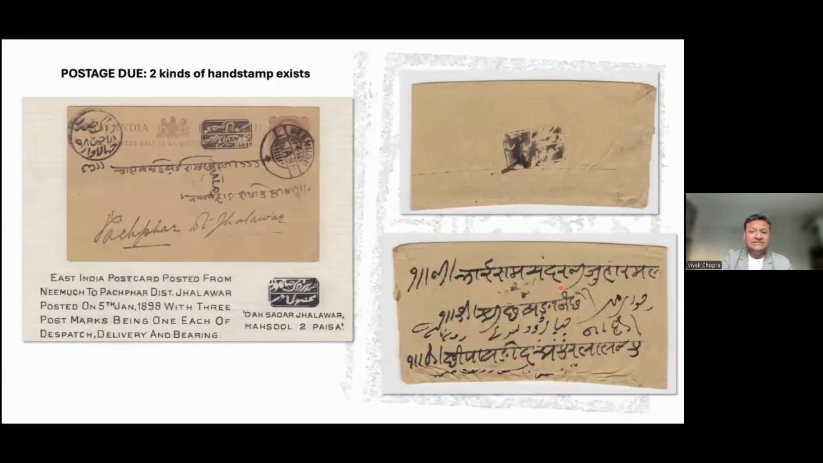Since we're talking about postage due, you can see this rectangular obliterator here. There are two kinds of this rectangular obliterator, which you can see here and here, which was used to indicate mail which was delivered within Jhalawar. You can see that this was coming from Neemuch to Jhalawar, but they didn't stick the Jhalawar stamp on it. So it has this postage due seal, and this due postage was collected from the receiver at that time.